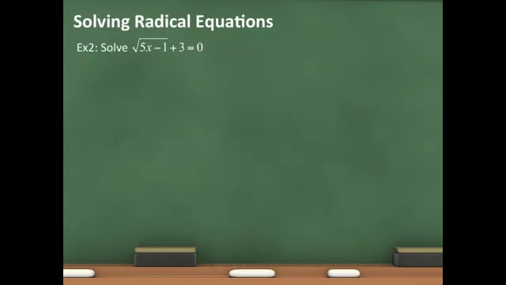In example 2, we have the square root of 5x minus 1 plus 3 equals 0. Notice that the radical is not isolated, so we need to do step 1. To isolate the radical, we subtract 3 from both sides of the equation. Now the radical is by itself on the left side, so we are ready to go on to the next step. Step 2 is to raise each side of the equation to the power 2.